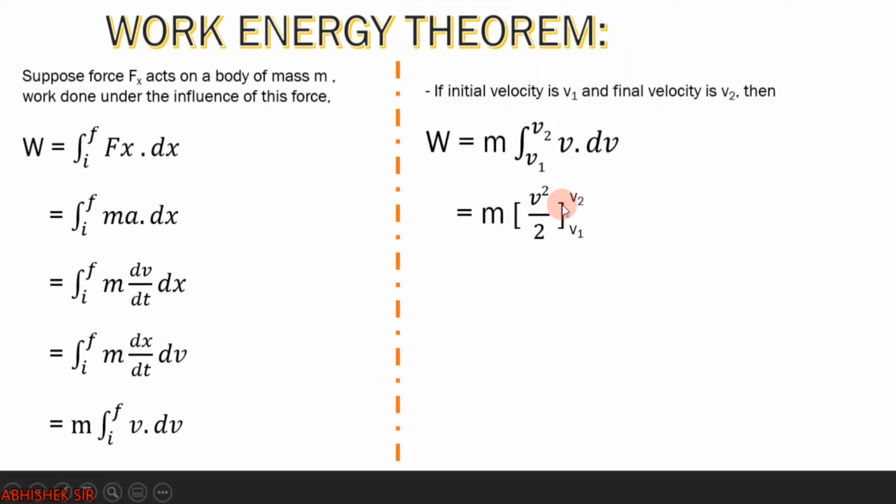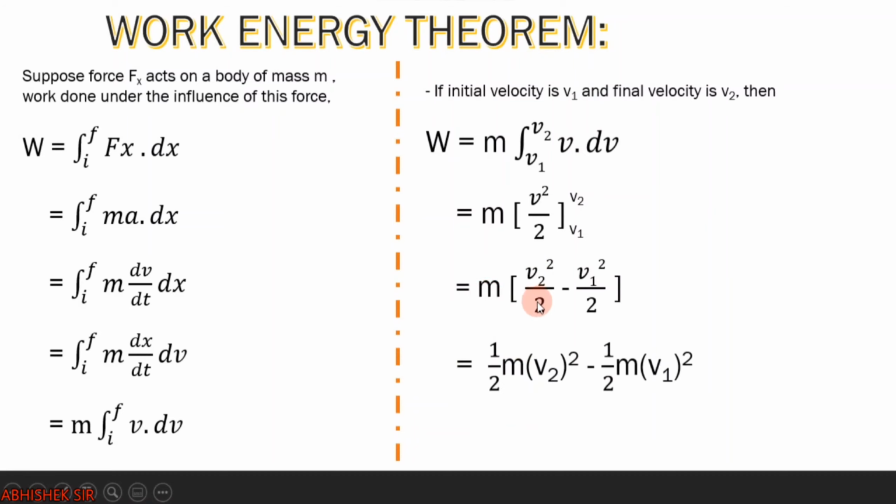Now the next step is very important. One time we will put the upper limit in place of v, minus another time we will put the lower limit in place of v. So now it will look like this: m, first we put v2, so it will be v2 square by 2, minus v1 square by 2. If you see carefully, we have m outside, which is common for both of them. So we will multiply this m to each term. So here it will be half m v2 square minus half m v1 square.